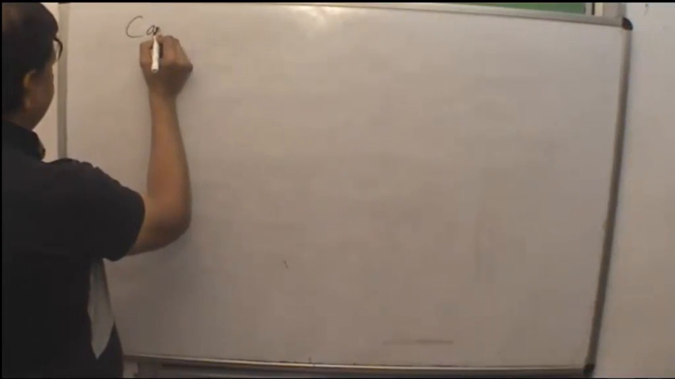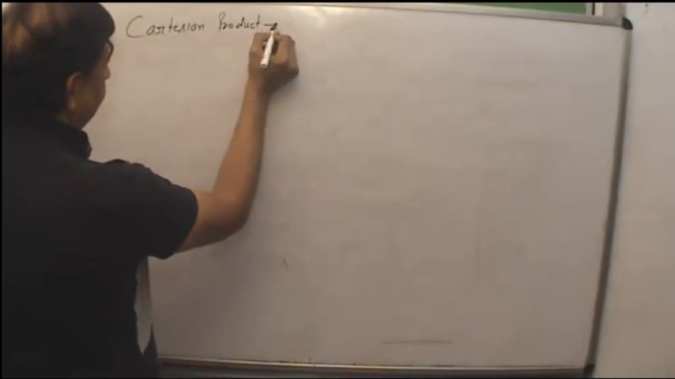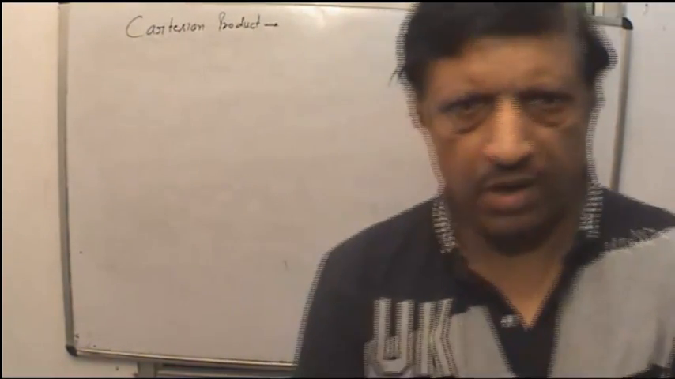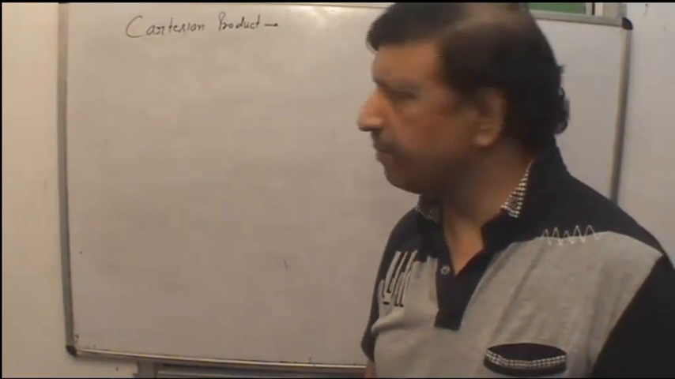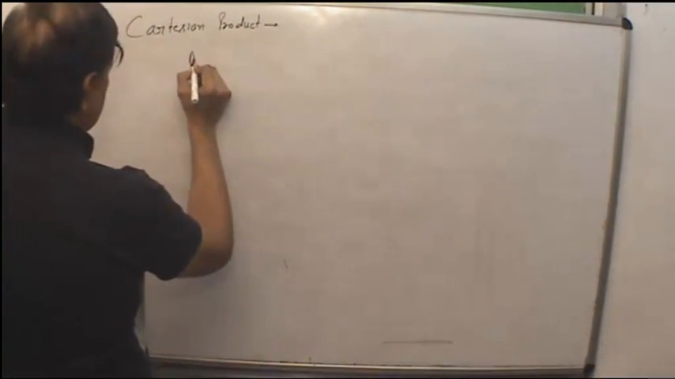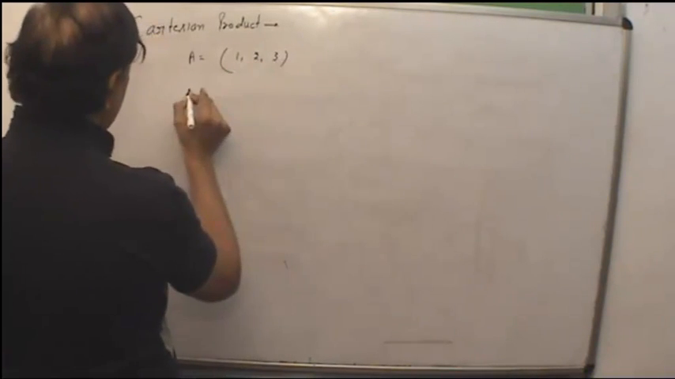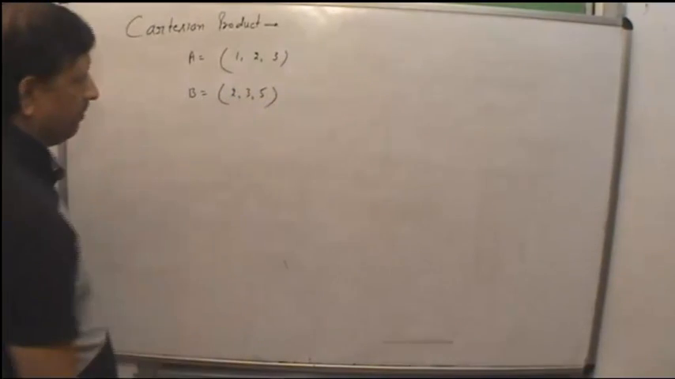Now we see what is the Cartesian product. Cartesian product of two sets. It is not the product, arithmetic product or the multiplication. It is the Cartesian product. Cartesian is the name of a mathematician. Then how do we find it out? Let us consider two sets. Say A is equal to {1, 2, 3} and B is equal to {2, 3, 5}.